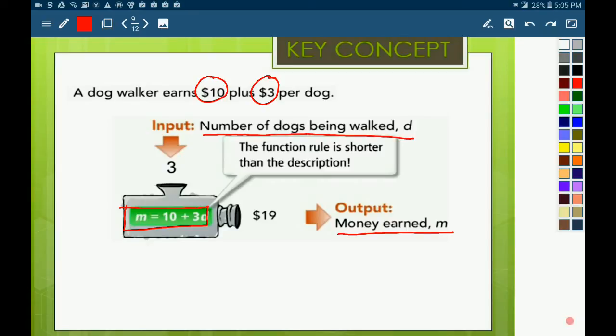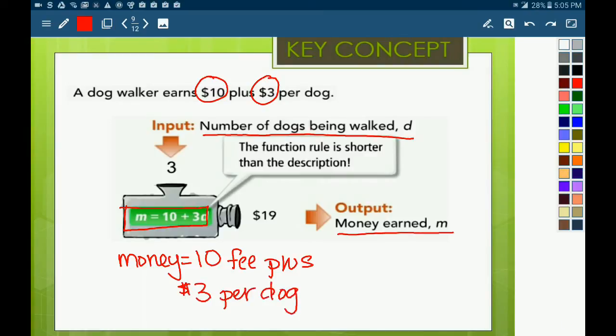If we look at the equation that represents this function, if we call M the money earned and we call D the number of dogs being walked, that's what this equation is saying. The money she earns is going to be her initial fee of $10 plus $3 per, meaning multiply, dog. I'm actually going to write that out in words. So, it equals a $10 fee plus $3 per dog. So these are the words that translate that equation. The function in this case represents M equals 10 plus 3D.